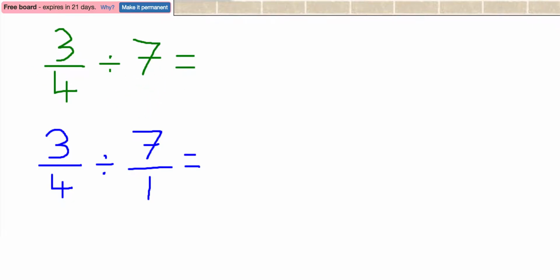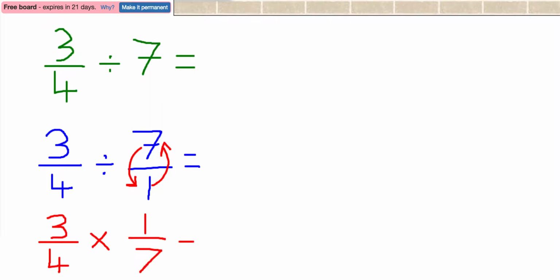Okay, and then just like dividing fraction by fraction, you have to flip the second fraction over. So the first one stays as 3/4. Then you turn the divide into a multiply, and you flip the second fraction around. So you put the 1 on the top and the 7 underneath. And now you've got a fraction that you can multiply, and it's just like multiplying fractions, which is very straightforward.